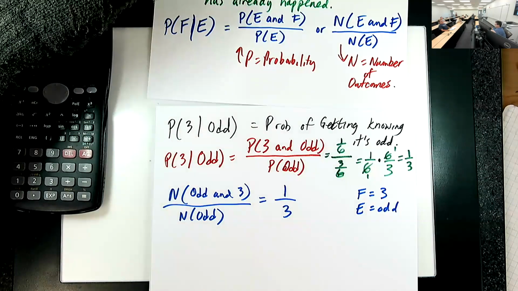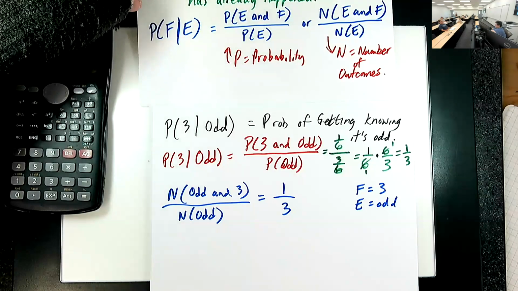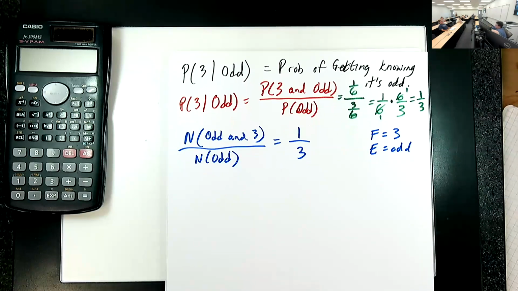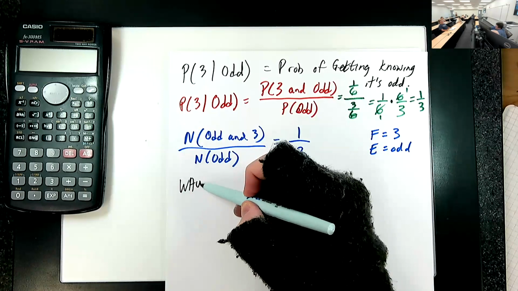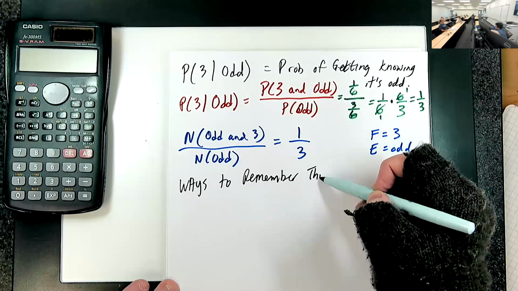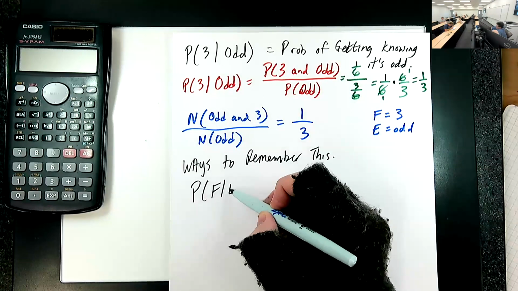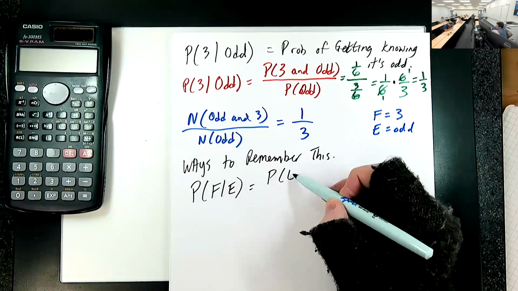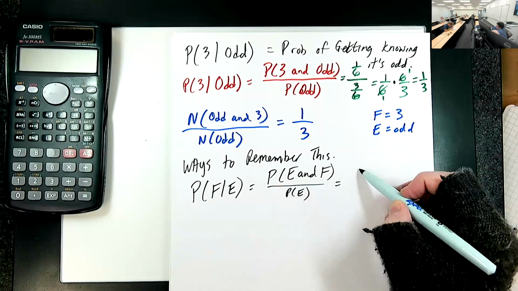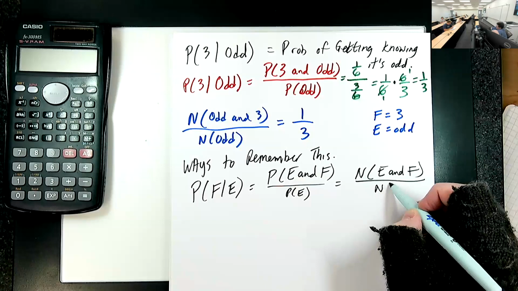That's the formula for that. That's one of the ways to remember it. So I'll rewrite this here. So, ways to remember this: you can either do the whole probability of F given E equals the probability of E and F over the probability of E, or the number of E and F over the number of E. We wrote that on the other page.